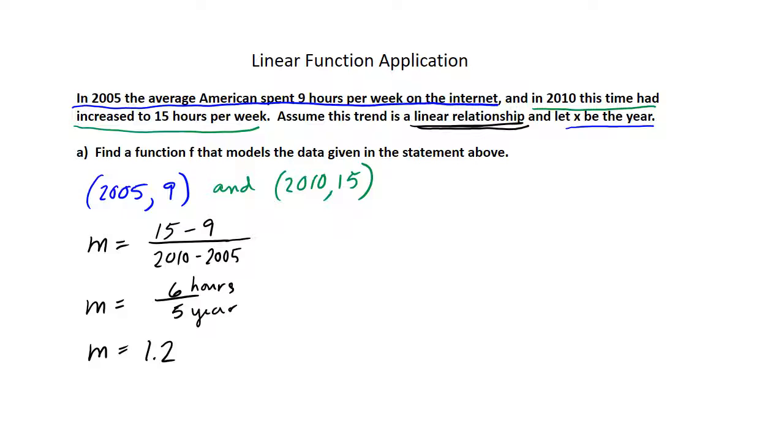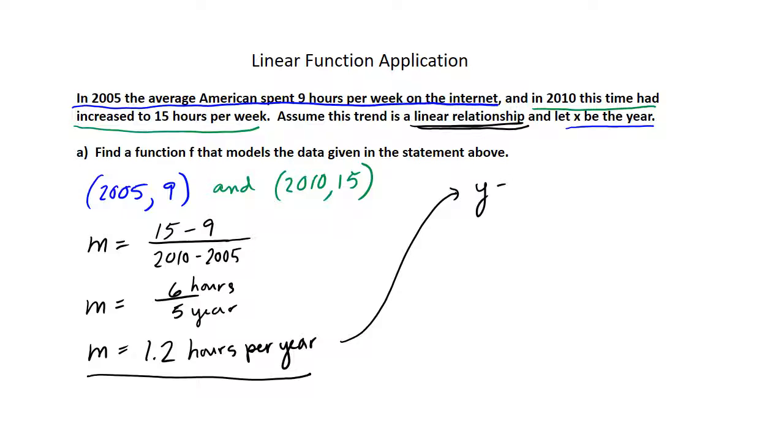So what this slope is really telling us is that because it's positive, that means that something is increasing. In particular, the hours on the internet are increasing by 1.2 hours per year. So every year that goes by, what this is saying is that Americans are spending on average 1.2 hours more on the internet.